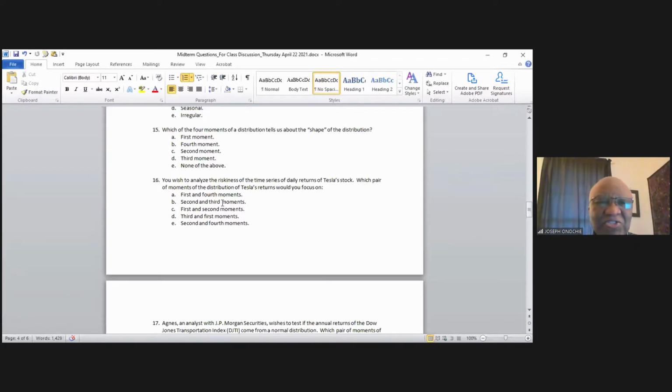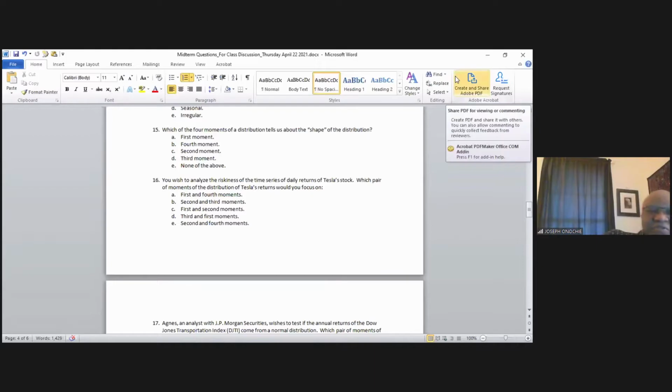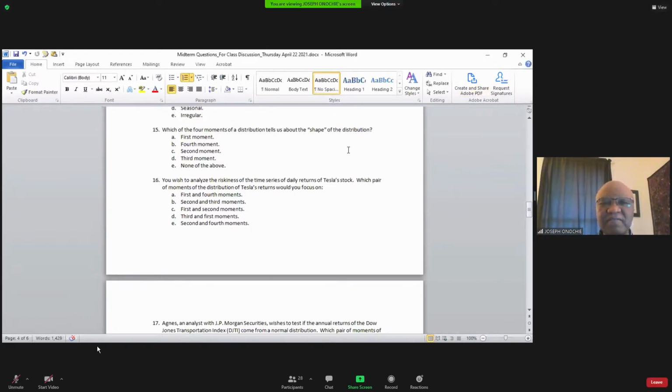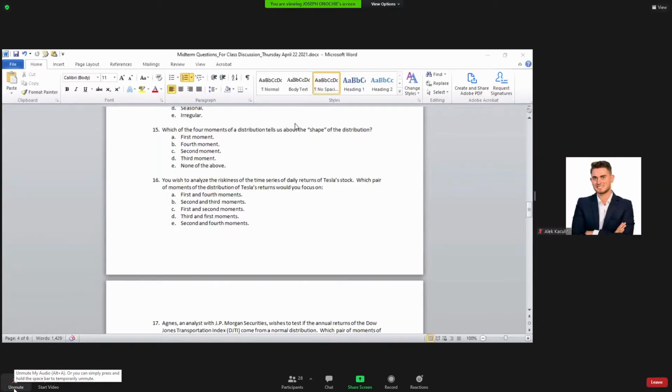You excellent students in this class, a couple of you got this wrong. I think we already discussed that. If you have any doubt, just think about the skewness. It can be shaped to the left, it can shape to the right. So that's about the shape. So it's skewness. Kurtosis is fat tail, right? Remember, kurtosis is a fat tail thing.